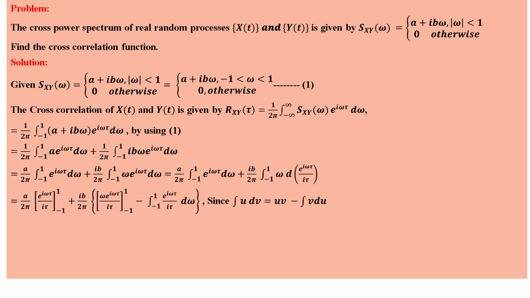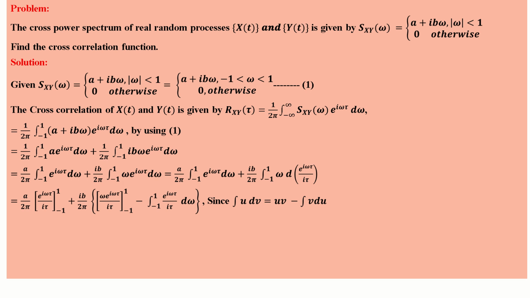We are using integration by parts here, or you can use Bernoulli's formula. Integration by parts is the uv formula: the integral of u dv equals uv minus the integral of v du. Here u = ω and v = e^(iωτ)/(iτ). Applying that, uv is ω e^(iωτ)/(iτ) with lower limit −1 and upper limit +1, minus the integral from −1 to +1 of v du, that is e^(iωτ)/(iτ) times the derivative of ω.